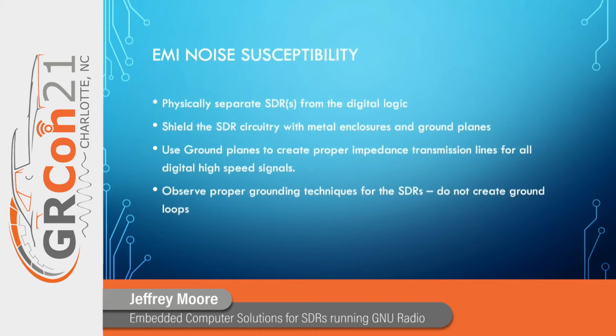As important is EMI noise susceptibility. How susceptible are your circuits to other EMI generated noise? For example, with an SDR, if you are transmitting on some frequency that might interfere with some digital logic, that is a big issue and may render the board unusable. So you have to isolate all of that RF energy that's generated from the SDRs from the digital logic. You also have to shield the SDR circuitry from the EMI generated on the board.